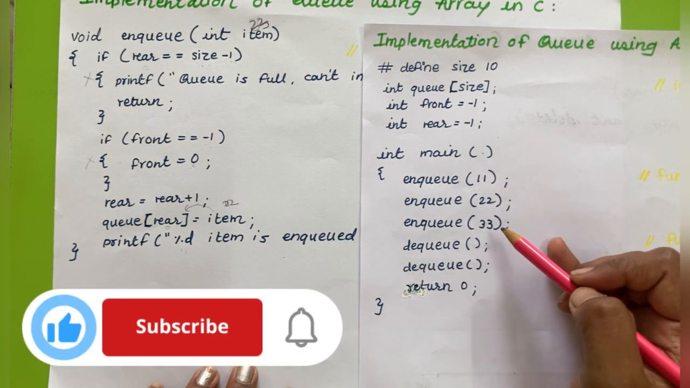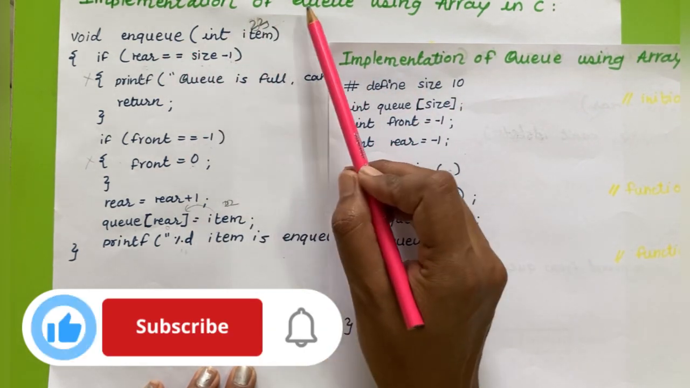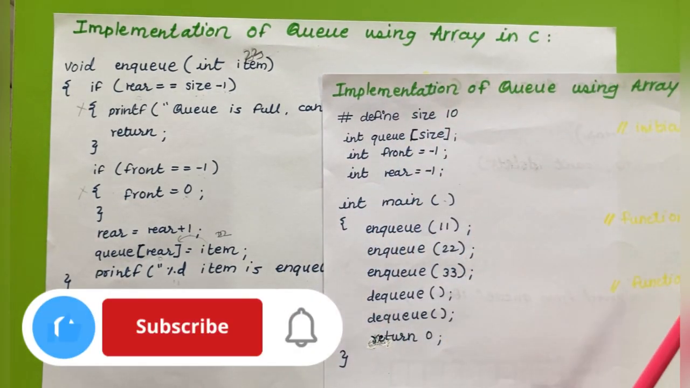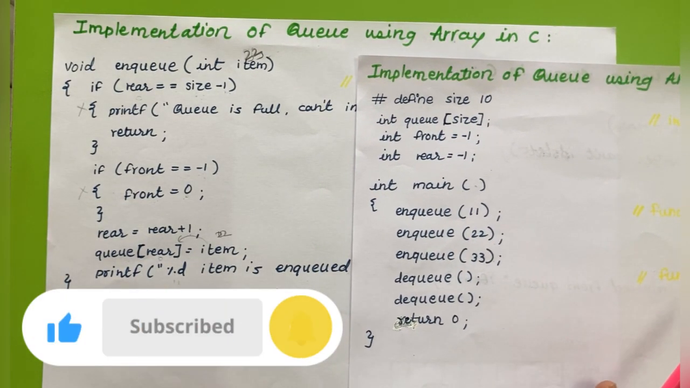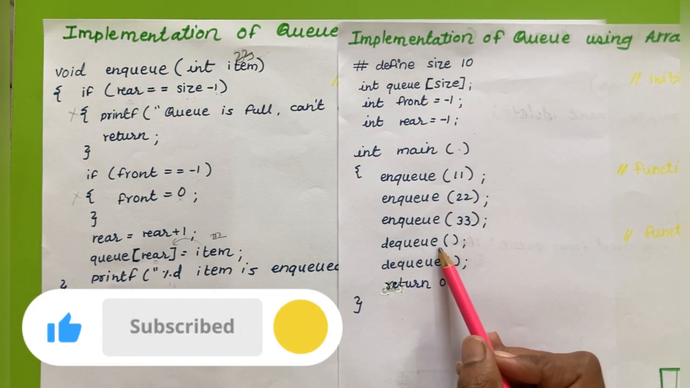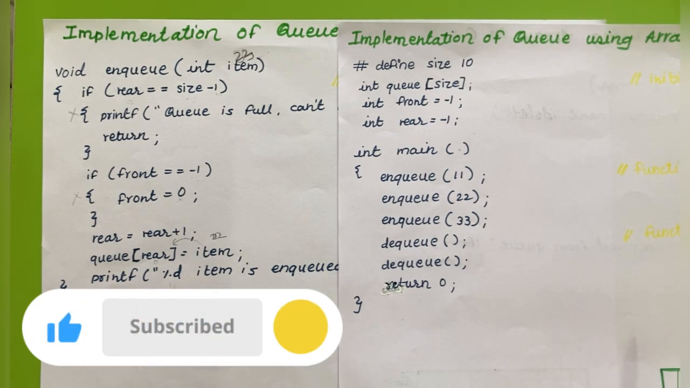Hope you have understood how we have implemented the enqueue operation for queue using array. If you have any queries, then please do comment. In upcoming videos we will see how we can dequeue the elements present at the front of the queue.